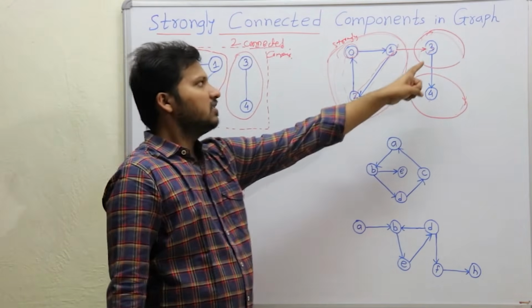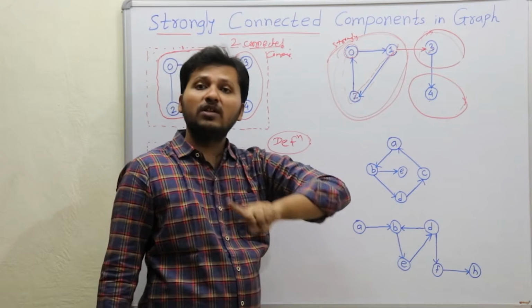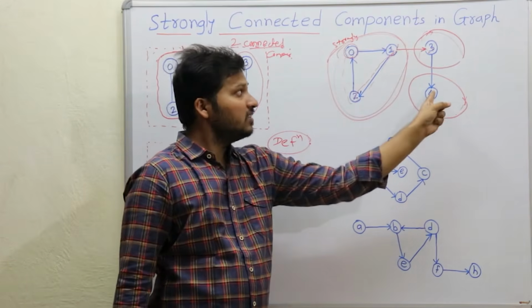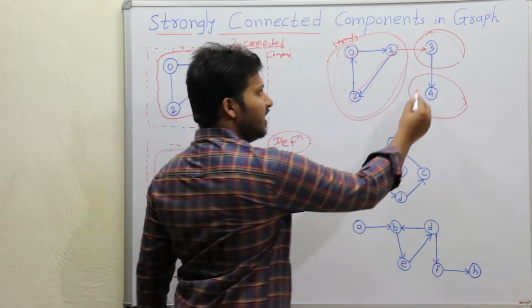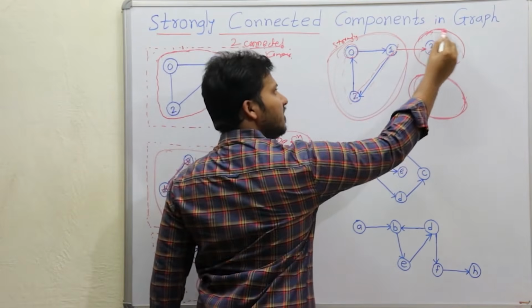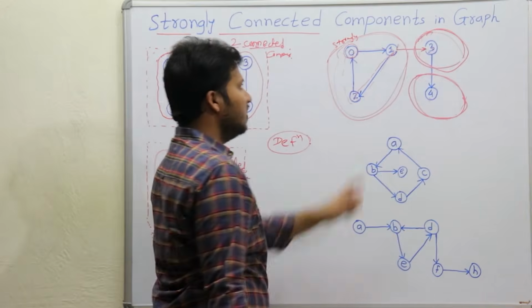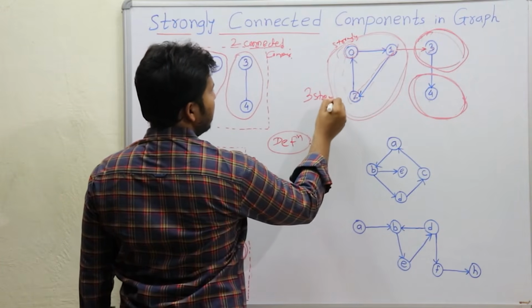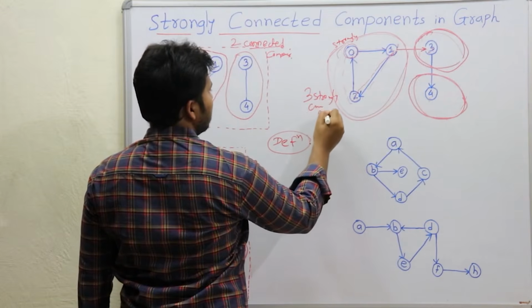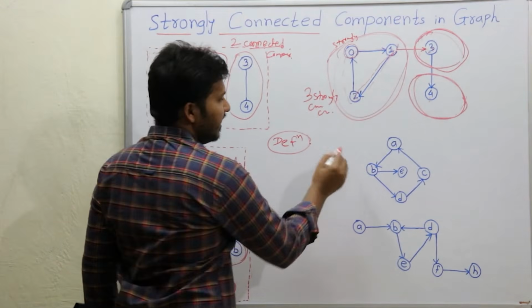Right? Because 3 and 4, why don't they come in one component? Because 3 can reach 4, but 4 cannot reach 3. It makes it a different component and this a different component. So there are 3 components. 3 strongly connected components. Now let's go for the second example.